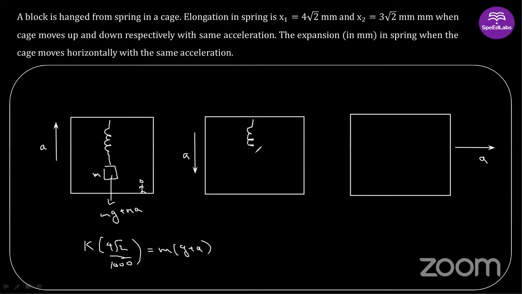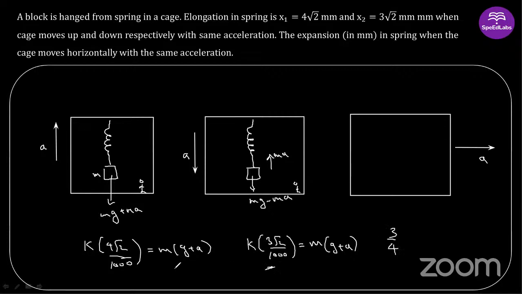Similarly, for here, the downward force will be mg minus ma, because when you do reverse of that, it will be ma like this for this observer. So this will be m times g minus a. So I will write kx2, which is 3 root 2 mm, is equal to m times g minus a. First, you add these two equations. When you add these two, or just divide, let's just divide. So when you divide, k gets cancelled, 1000 gets cancelled, root 2 also gets cancelled. We get 3 by 4.